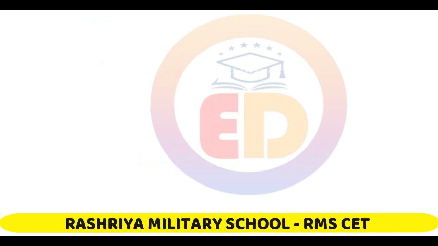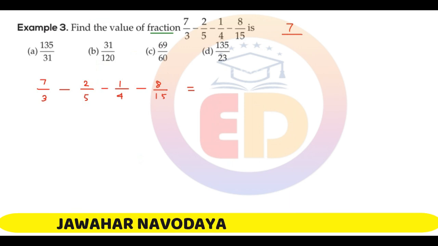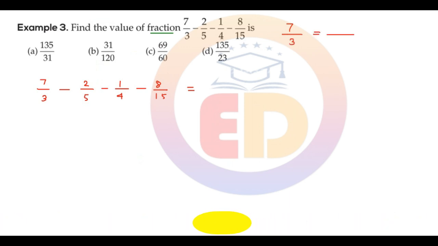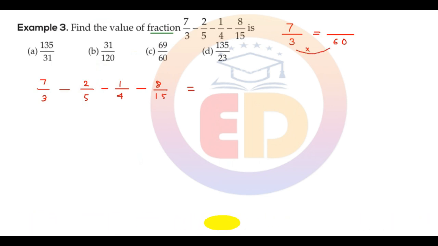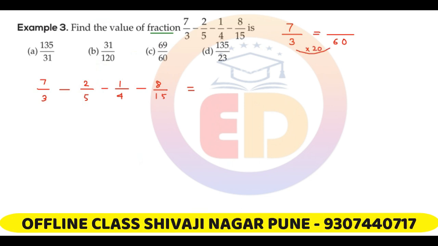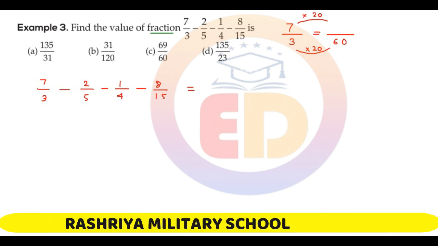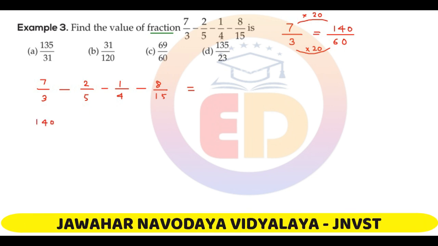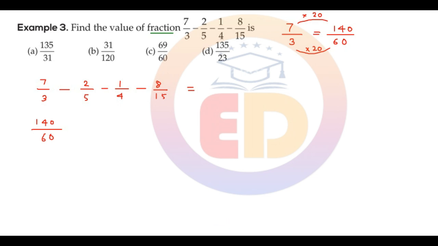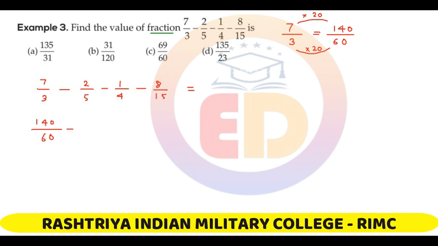Now let us convert all the denominators to 60. 7 upon 3. To convert 3 to 60, we know that 20 threes are 60, so multiply 3 by 20. Similarly, multiply the numerator also by 20. 7 into 20 is 140. So my first fraction will be 140 upon 60.